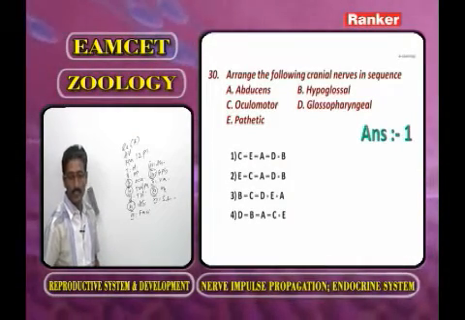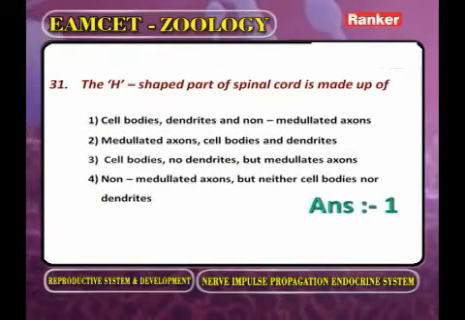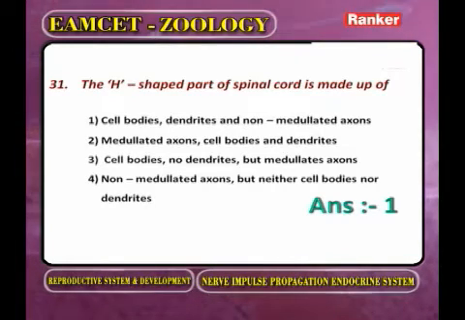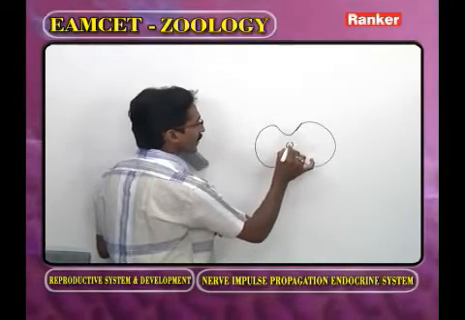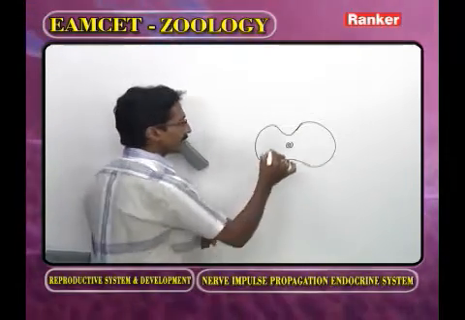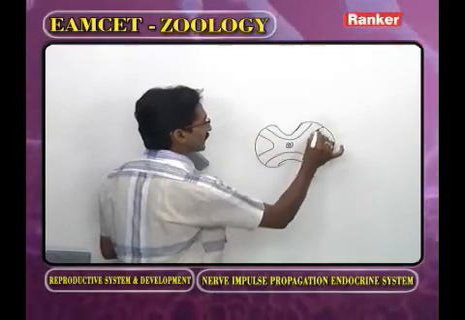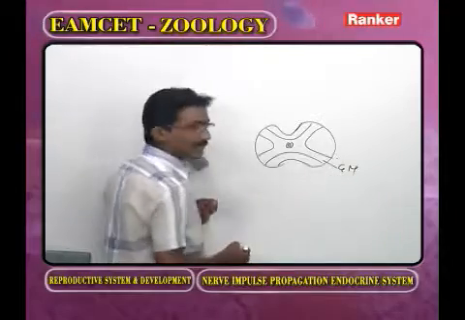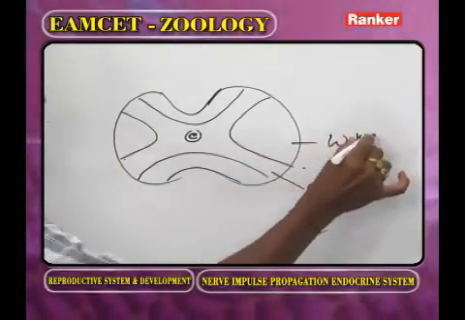Now we go for the next question. The H-shaped part of spinal cord is made up of. As we observe the transverse section of spinal cord, this one we call the central canal. Around the central canal, what is present? The H-shaped grey matter. Now you have to observe the diagram. This one we call the grey matter. What is the shape of grey matter? H shape or butterfly. And this one we call white matter.